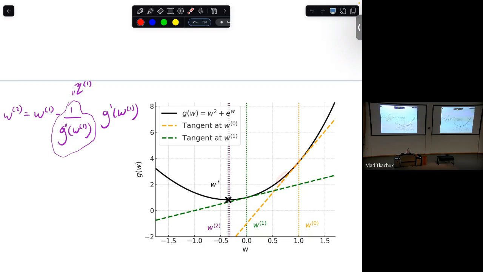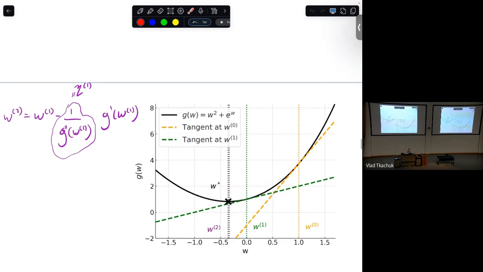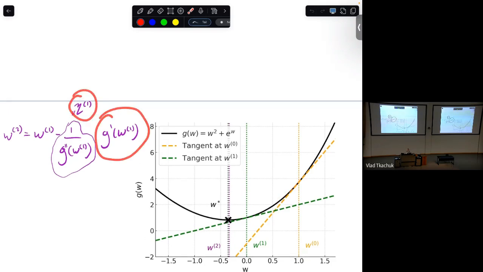And the question is, how much do you descend? That is determined by what is called the step size, the eta term that multiplies your gradient.